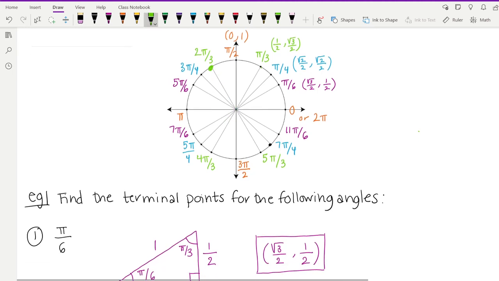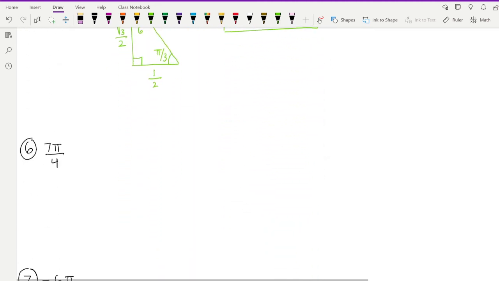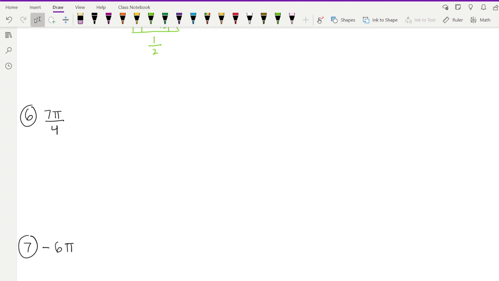So I'm going to label this one with the points we just found. We found that the x coordinate is negative 1/2 and the y coordinate is still positive, right? So it's positive square root of 3 over 2. So it's really the same as what we did in the other ones. It's just adding in that idea of, are the x and y coordinates positive or negative? Okay, so we're going to do another one.